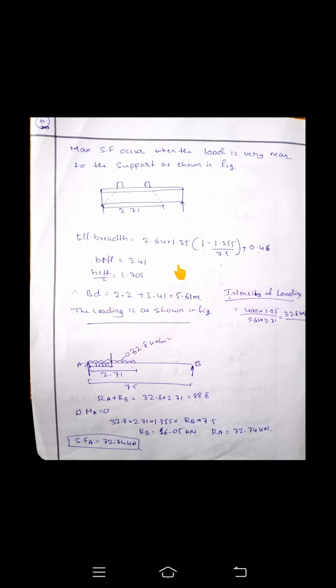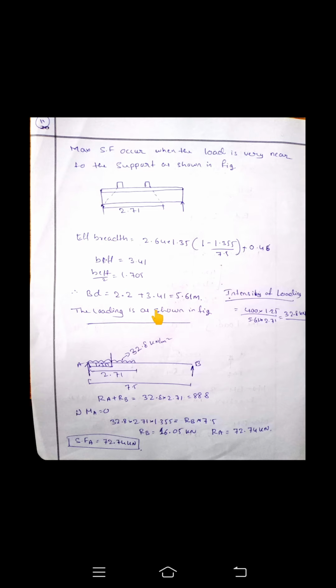Correct? So it is 2.64 into 1.35, 1 minus A by L naught plus B W. This will be same. So B effective, how much have you got? 3.41. And B effective by 2 is 1.70. Okay, so our BD is equal to 2.2 plus 3.41.